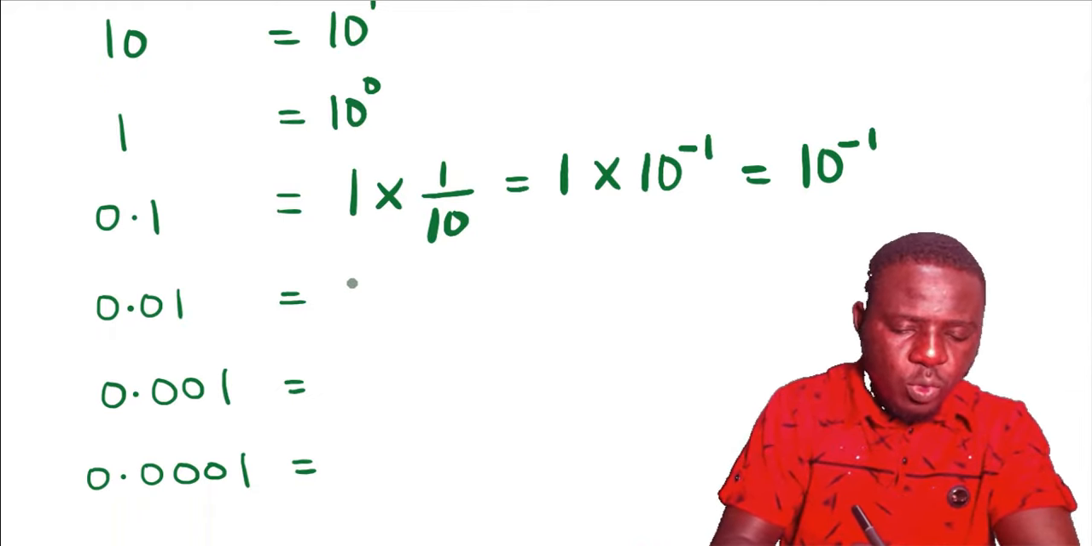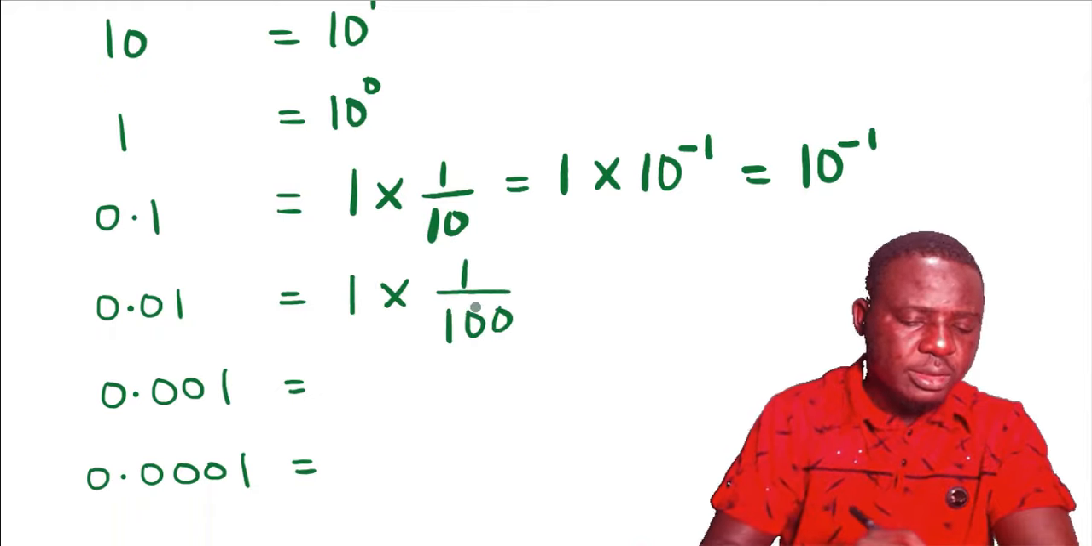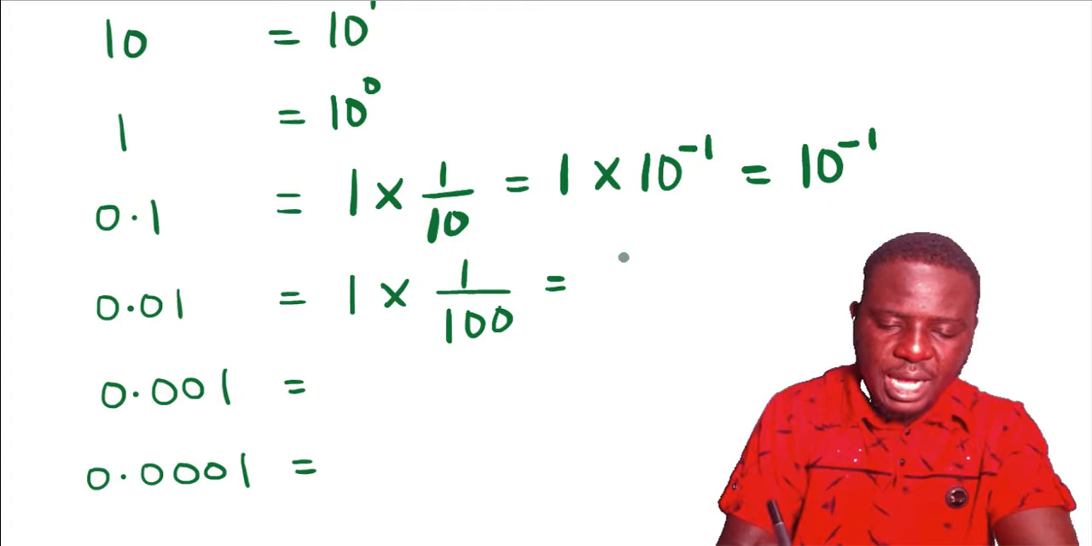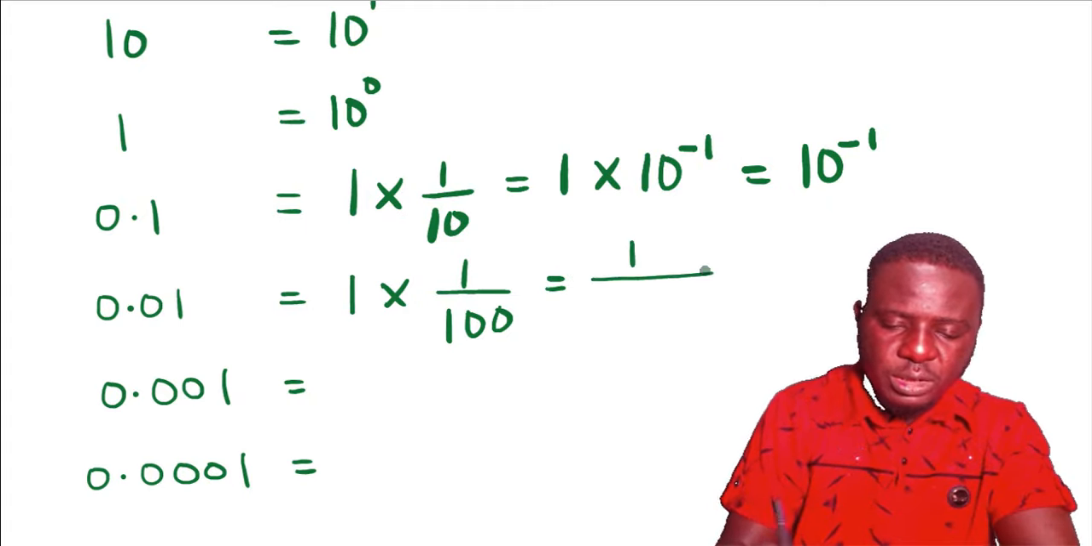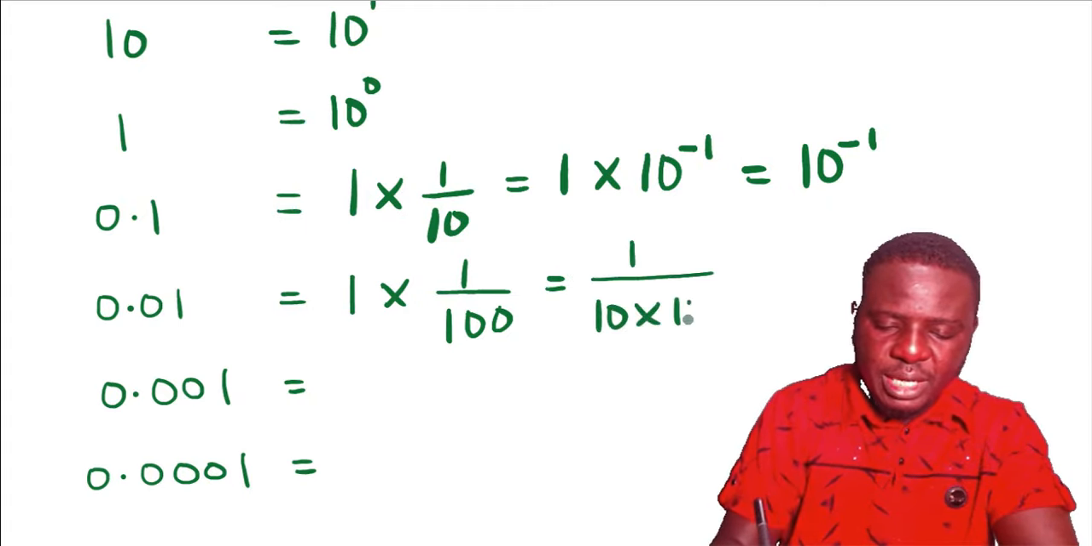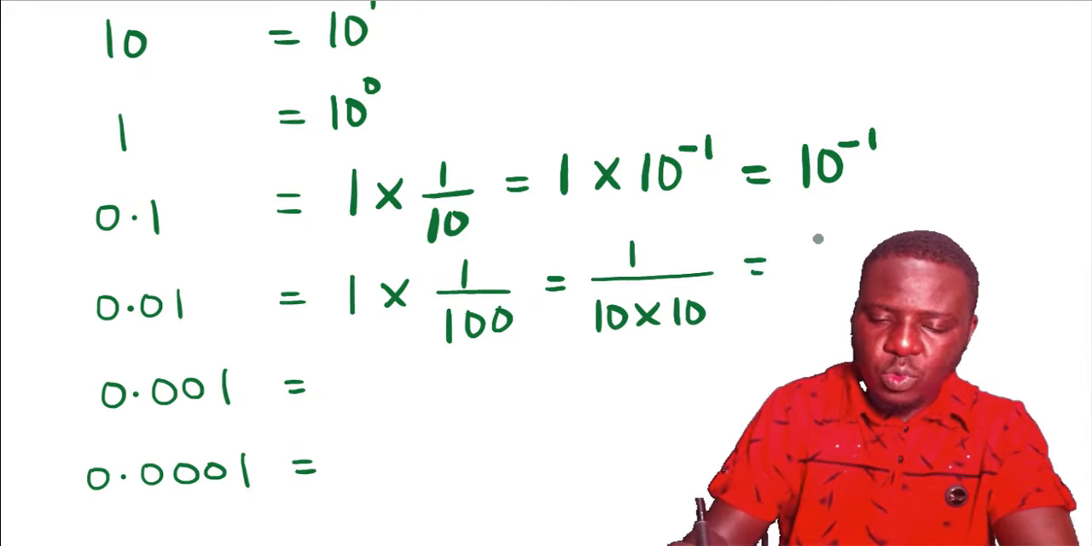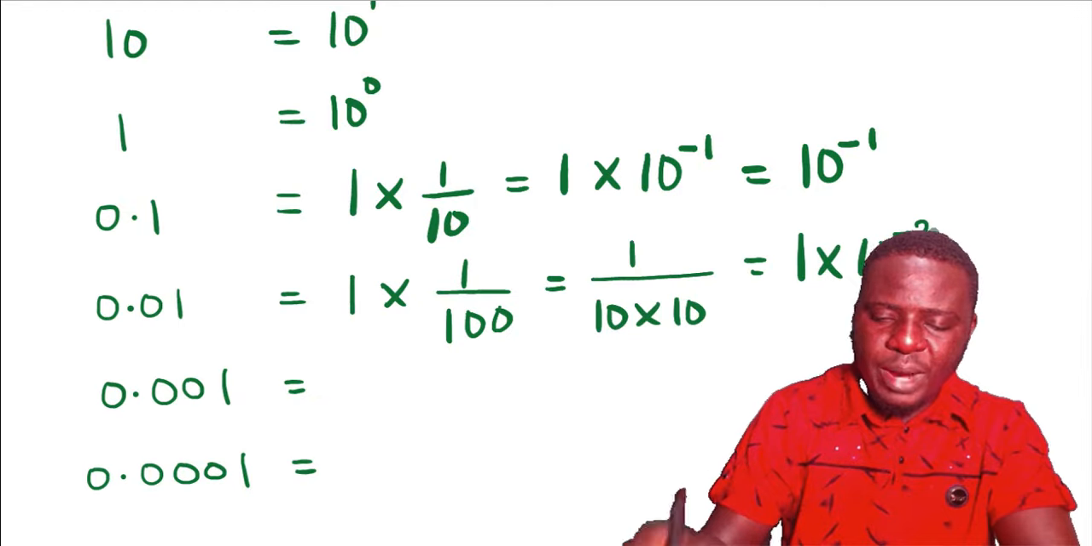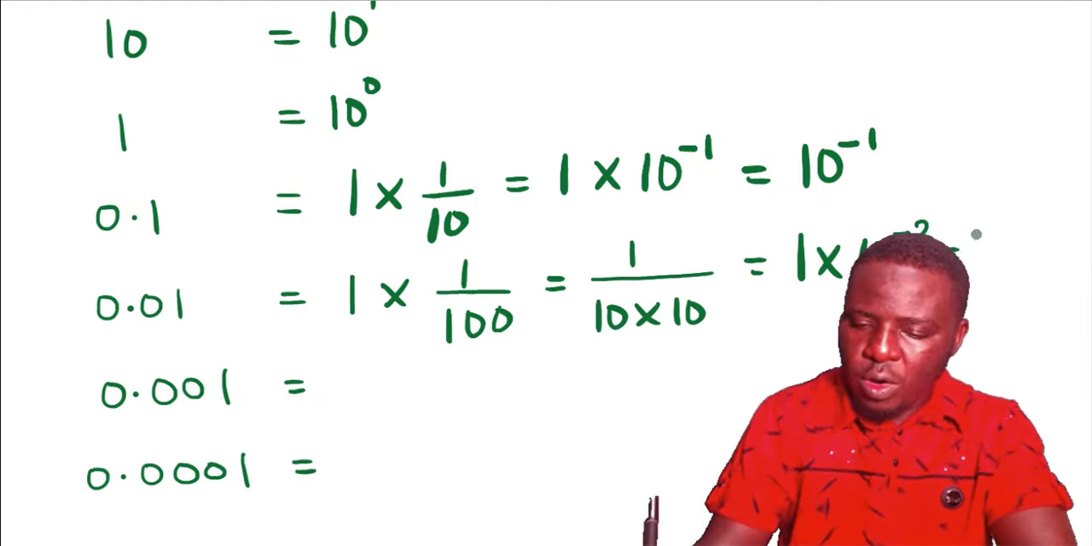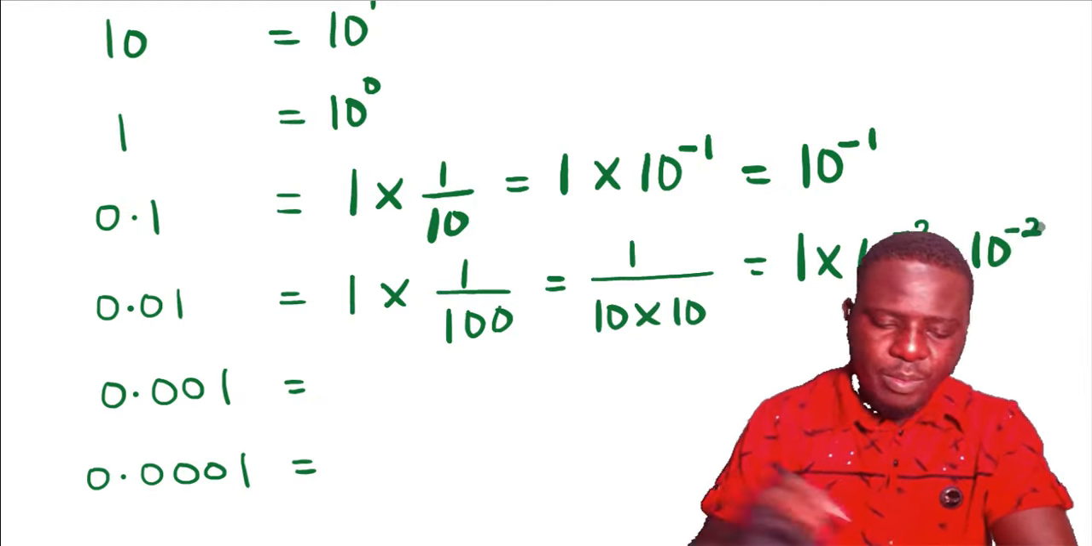0.01 will be equal to 1 times 1 over 100, and this can be written as 1 divided by 10 times 10, which is equal to 1 times 10 raised to the power of -2, or 10 raised to the power of -2.